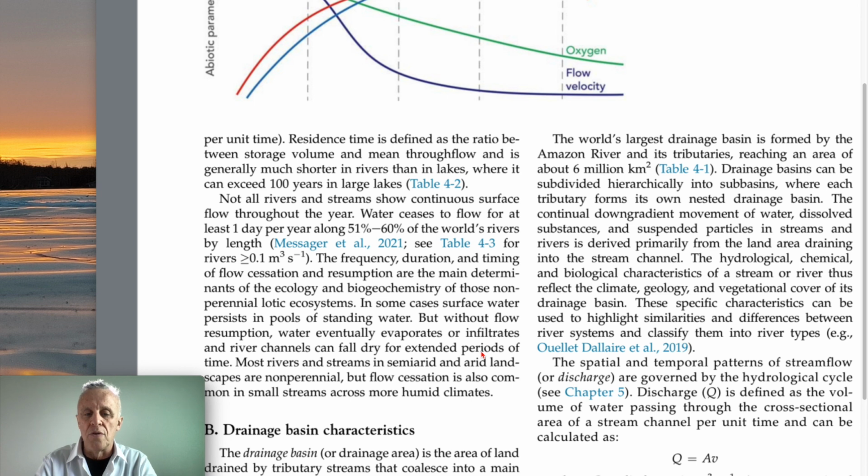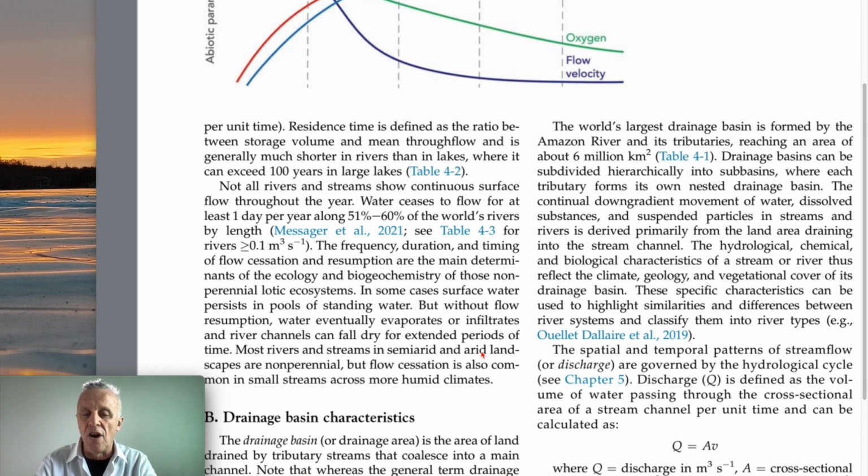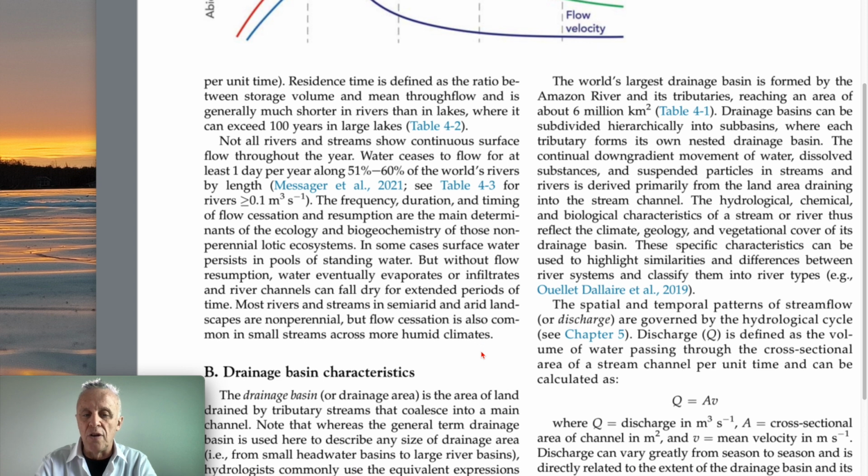Not all rivers and streams show continuous surface flow throughout the year. Water ceases to flow for at least 1 day per year along 51 to 60% of the world's rivers by length. The frequency, duration, and timing of flow cessation and resumption are the main determinants of the ecology and biogeochemistry of those non-perennial lotic ecosystems.